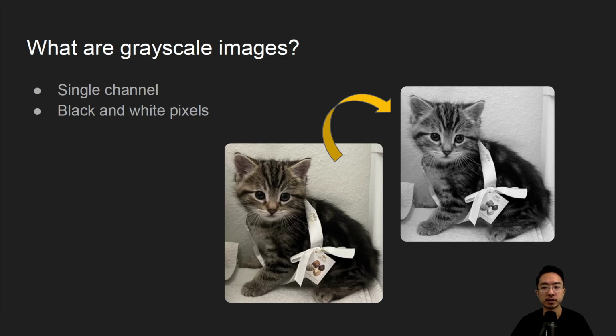Okay, so what are grayscale images? When you look at an image like this down here, it's in color, and this one up here is in grayscale. So what a grayscale is essentially: with color we have three channels, with a grayscale we have a single channel, and all of these pictures are black and white pixels that can range in intensity between 0 and 255.